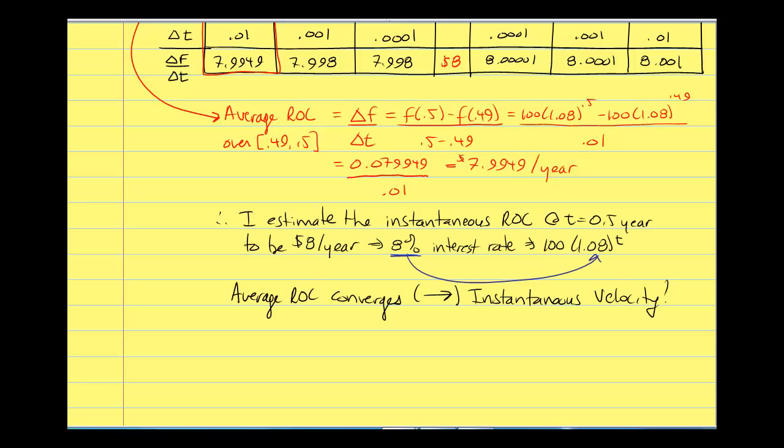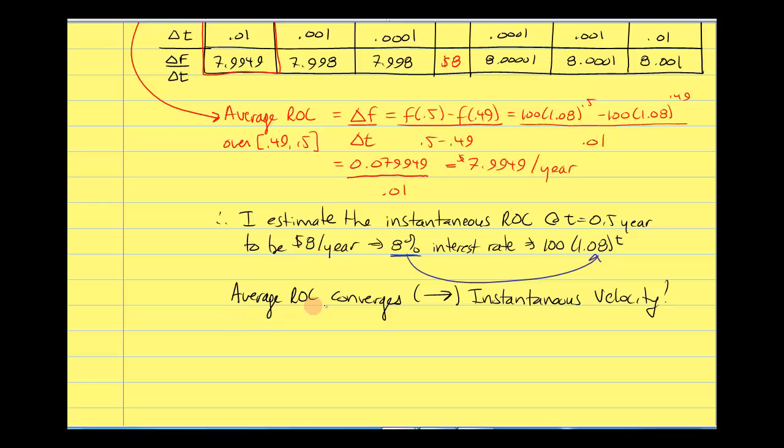Well, again, I estimated that the instantaneous rate of change at 1/2 year was $8 per year, which relates to an 8% interest rate. And remember that f of t formula that we were given used 1.08 here, so that 0.08 is my interest rate. Now, what if I had 10%? I think this would be 1.10 if I invested $100, and t is the number of years again. So this kind of gives me an idea.